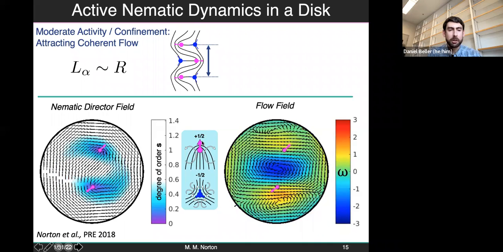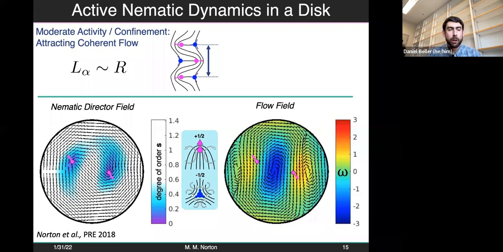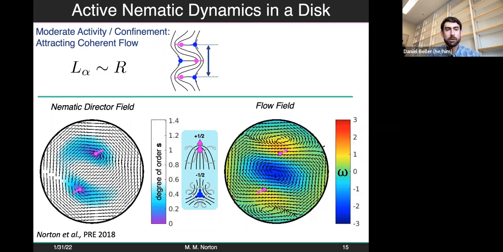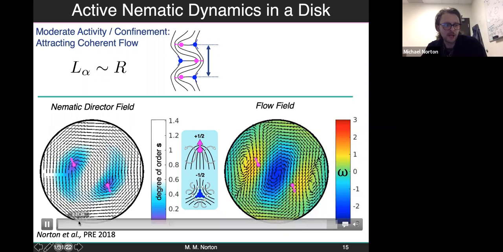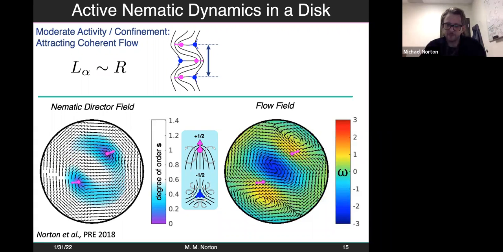I have a quick question on this, Mike. Are you setting flow boundary conditions, anchoring conditions, or both? Yeah, both in this case. So parallel anchoring and no slip and no outflow. Okay.